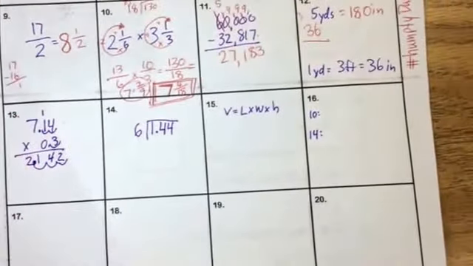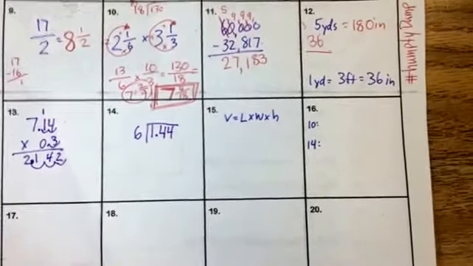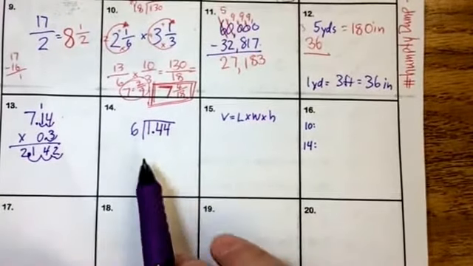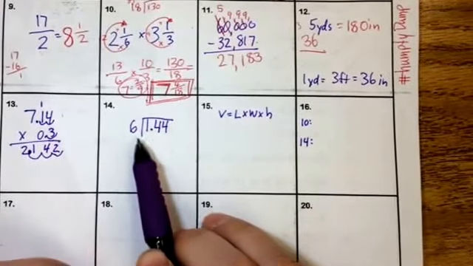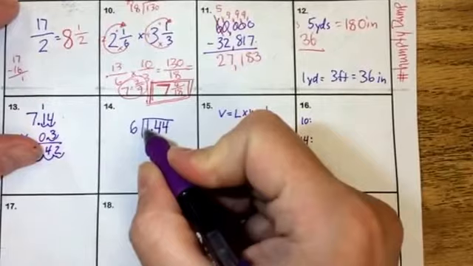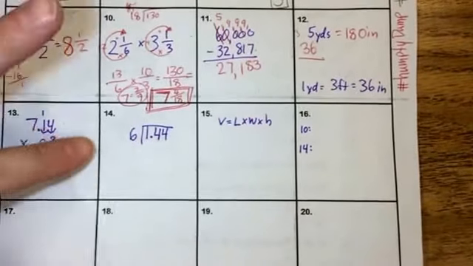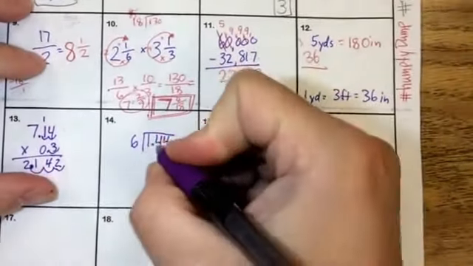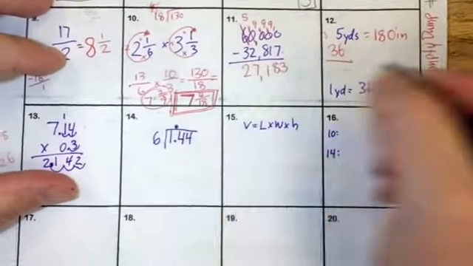All right, number 14. They want you to look at 1 and 44 hundredths divided by 6. We don't have to do any work here because the decimal's on the inside of the box, not the outside of the box. If it were on the outside, we'd have to do something. But now, we know that that's just going to come right up into our answer.